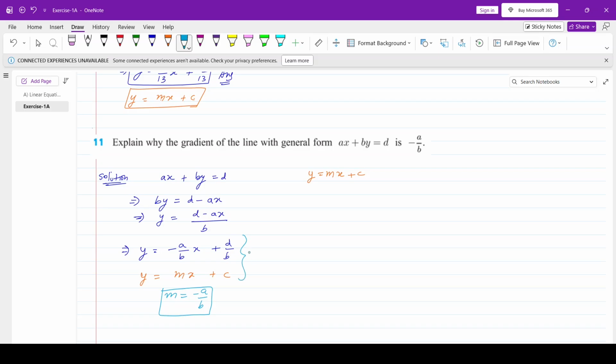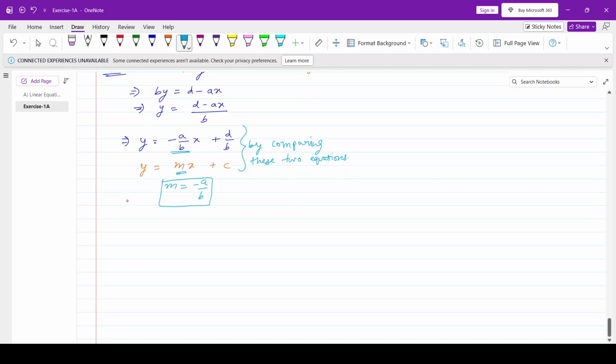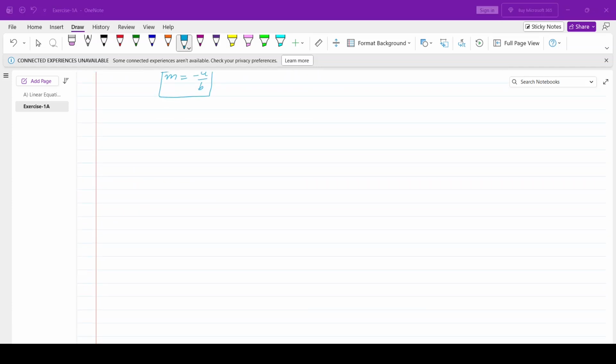By comparing these two equations, we can say that m is equal to minus a by b, and that is why the gradient is minus a by b. This is the explanation for this question. Let's move on to question number 12.